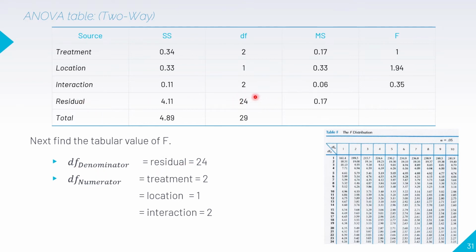Of course, it is 24. And our numerator is the treatment, location, and interaction, the DF of these three. The DF of treatment is equal to 2, location is equal to 1, and interaction is equal to 2. So for treatment, 2 and 24, we have 3.40, and for location, 1 and 24, we have 4.26. For interaction, 2 and 24, we have 3.42.